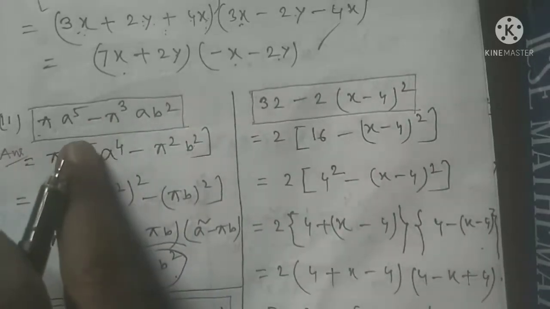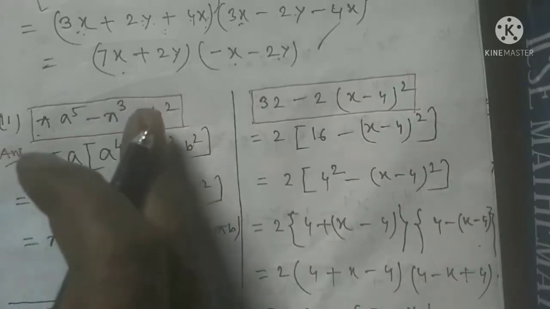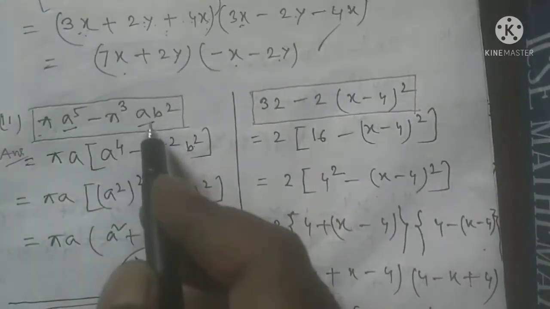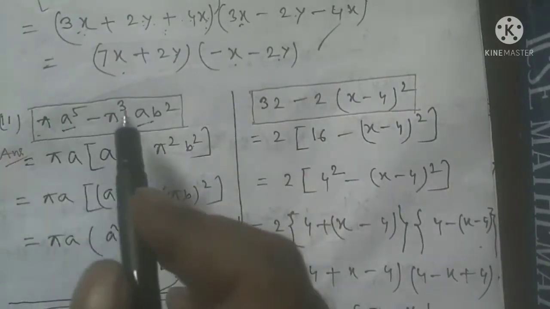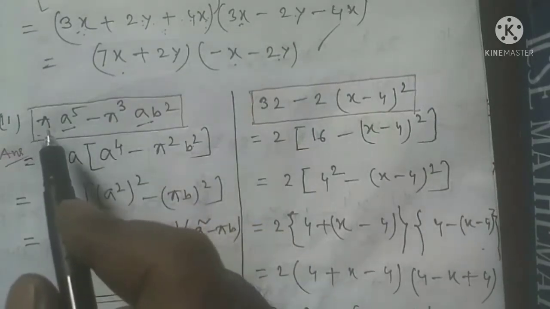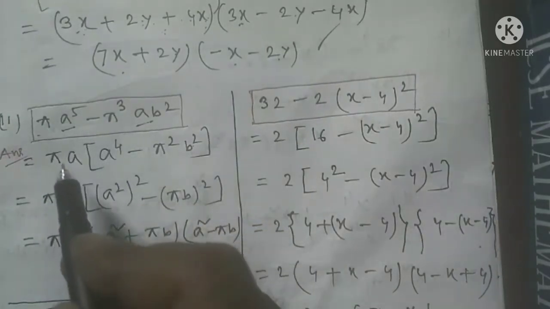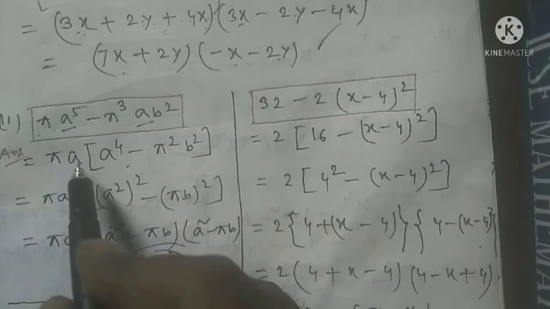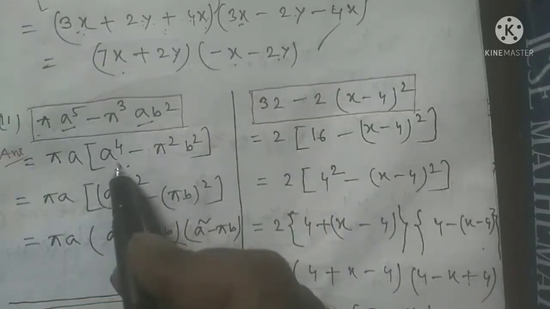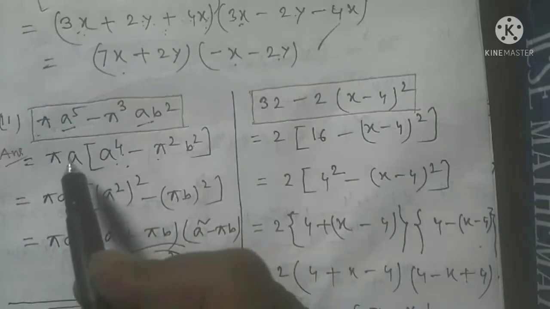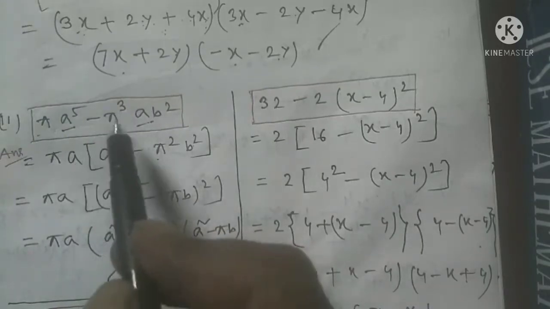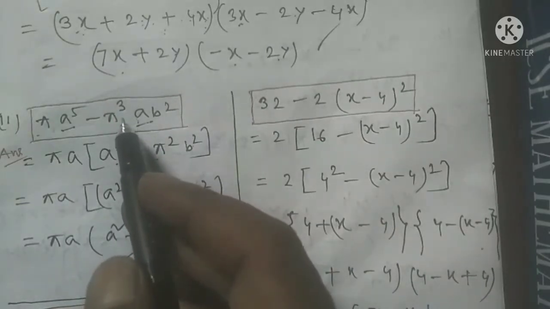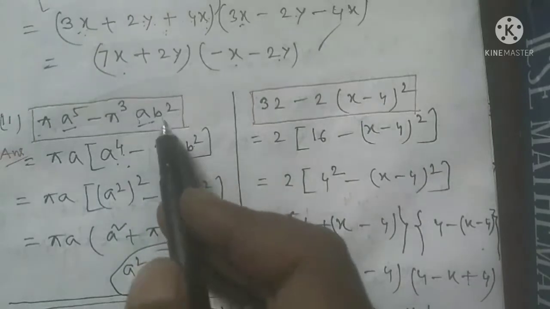So you have to take common pi a, because here is only one a and there is a to the power 5. So you can take a as a common, and pi also. Here is pi to the power 3, and here is only 1 pi. So you can take pi a as a common, then you get a to the power 4, because if you take 1 a, then the remaining will be a to the power 4 minus. If you take pi, then pi cube is there, so the remaining is pi square, and here will be b square.